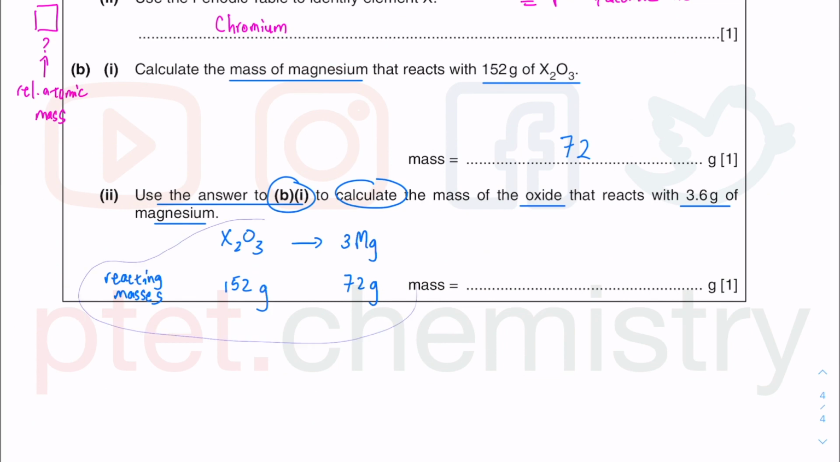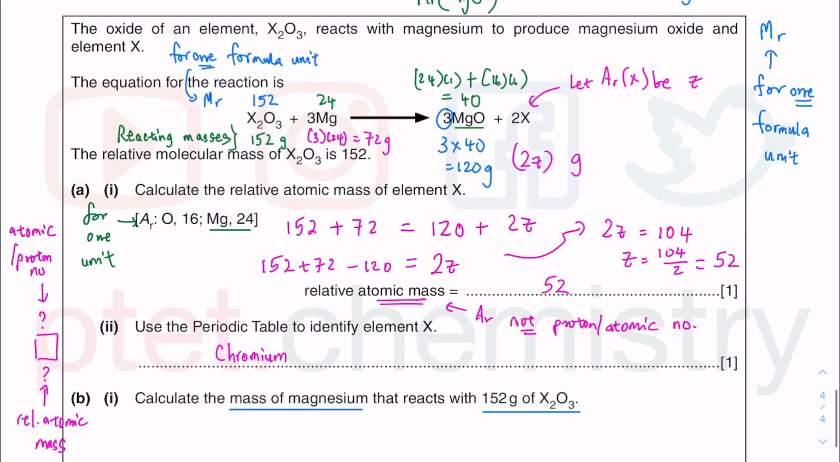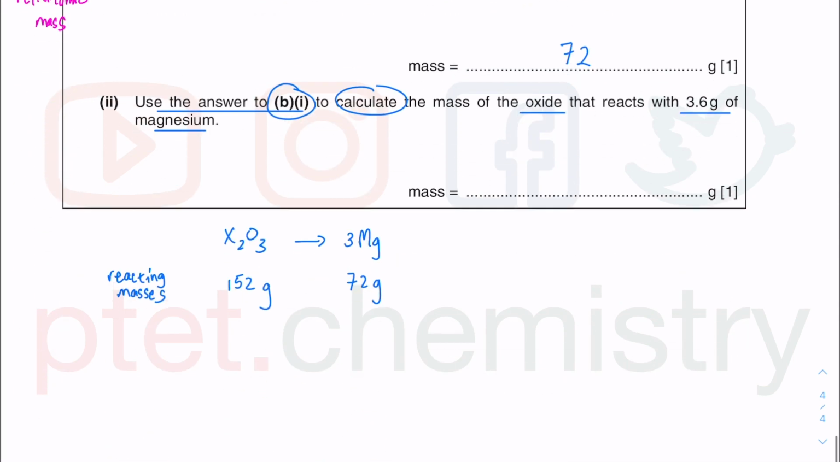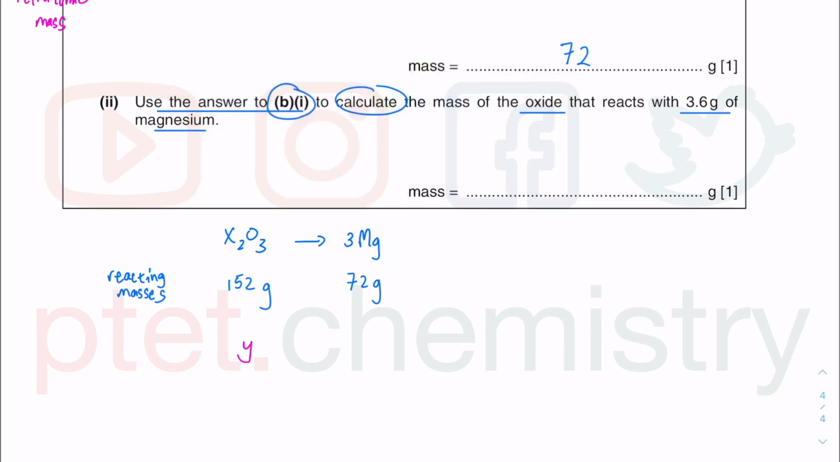Reacting masses is not just looking at the Mr or the Ar, but it's considering the number in front, because it's the total mass. For 1 magnesium, the mass was 24 from the Ar in the periodic table, but 3 of them give me 3 times 24, 72 gram. So not a big problem here, but they want us to find the mass of the oxide. So the oxide is the X2O3. I don't know, I just put down Y. I could put down Z, I could put down X. It's up to you what you put down there. And I want it to react with 3.6 gram of magnesium.